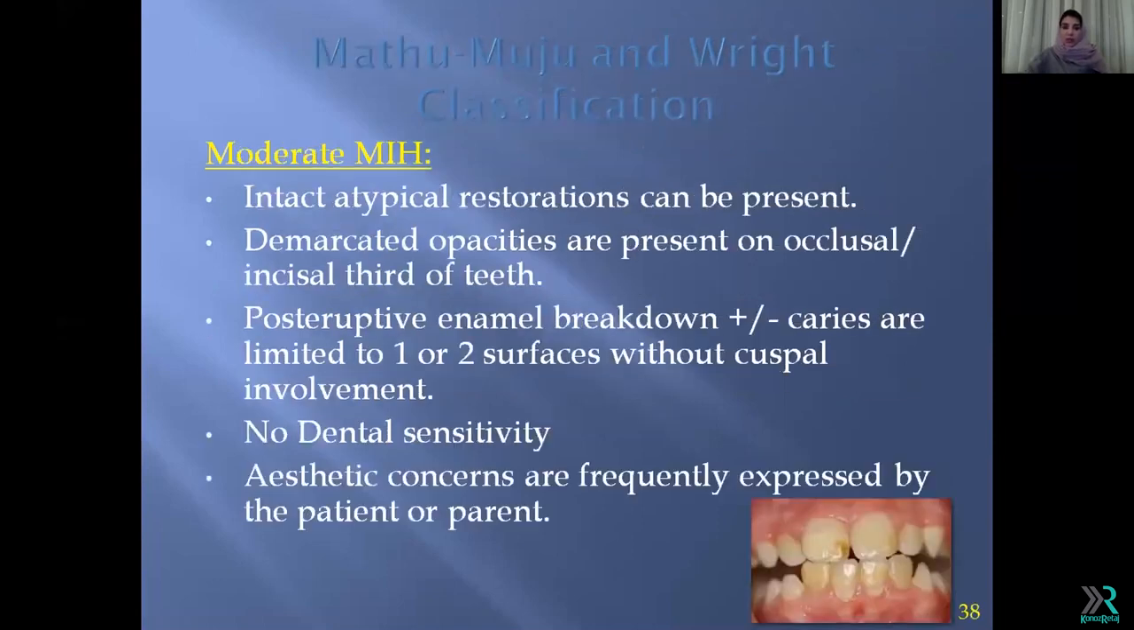The moderate type shows intact atypical restorations. Demarcated opacities are present in the occlusal or incisal 1/3 of the teeth. Post-eruptive enamel breakdown, with or without caries, is limited to 1 or 2 surfaces without cuspal involvement. No dental sensitivity. Aesthetic concerns are frequently expressed by the patient or parent.